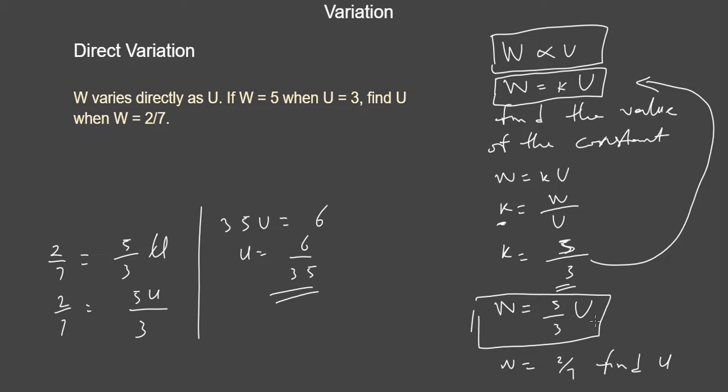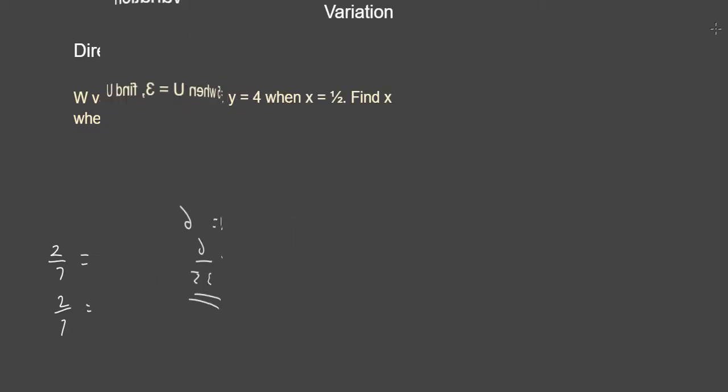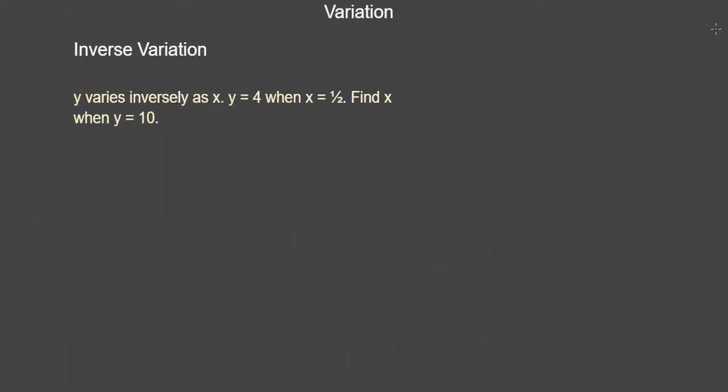So now let's talk about the next type of variation, which is inverse variation. Inverse variation is more or less like the reverse of direct variation. So it's the same procedure, but the difference is the way you express the relationship. So now let's look at this example. Y varies inversely as x.